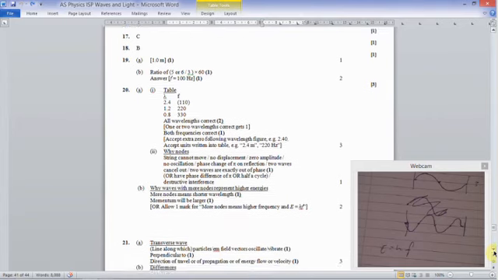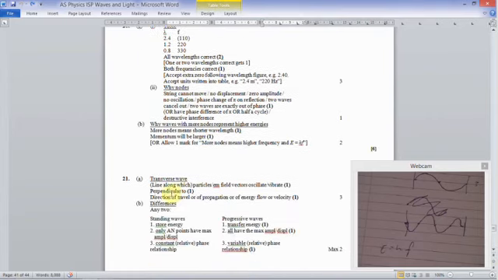Right, so a transverse wave is where the particles oscillate perpendicular to the direction of travel. Brilliant. Okay, so the next question is asking about differences between standing waves and progressive waves.